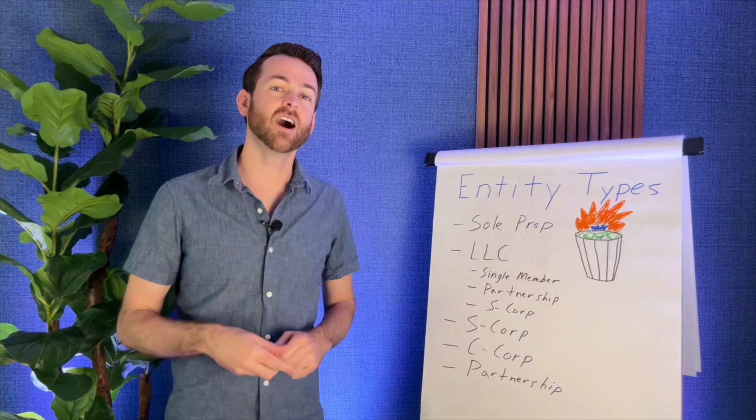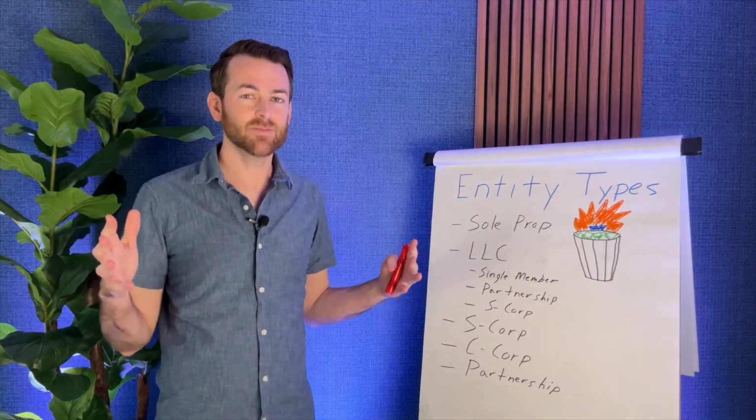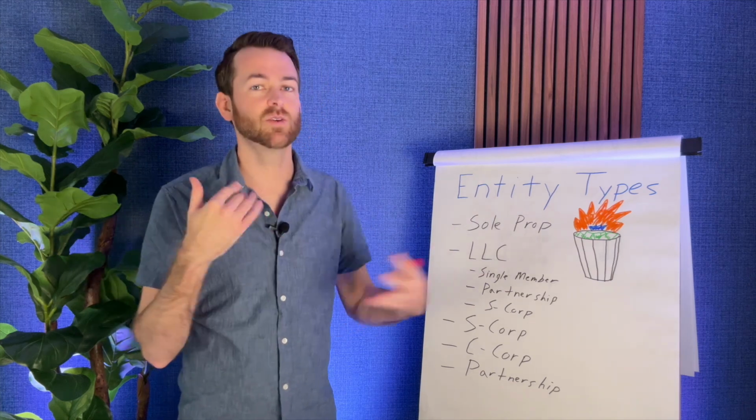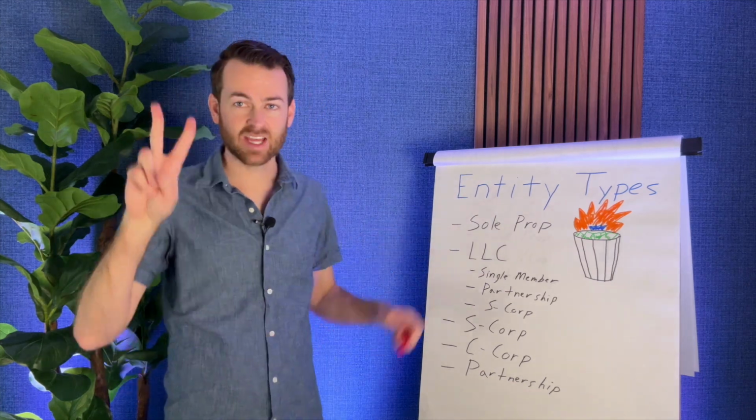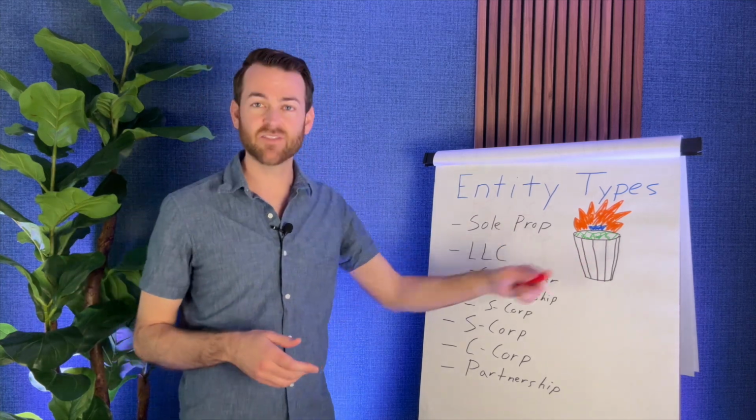To do that, we need to understand a little bit about entity types. So an entity is simply the legal container under which you're doing business. So you have all these different legal containers here. The first one is a sole proprietorship. Now this is kind of the default legal container.